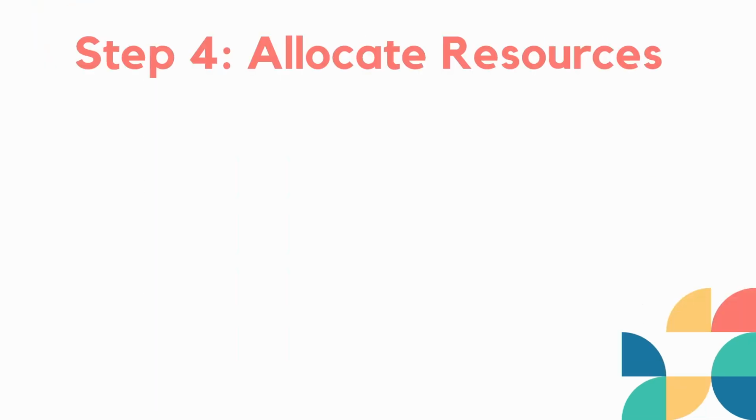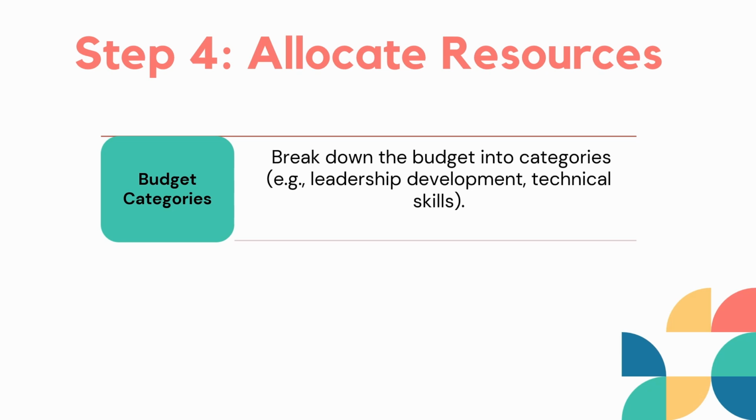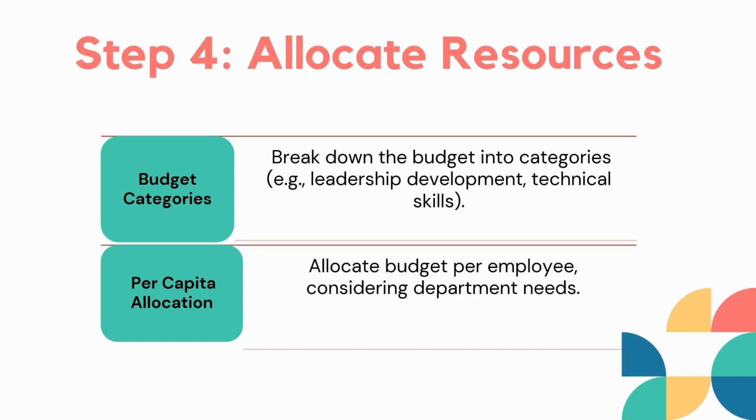After estimating your costs, the next step is to allocate resources effectively. Budget categories. Break down your budget into specific categories such as leadership development, technical skills, and compliance training. Per capita allocation. Allocate a portion of the budget per employee, considering the varying needs of different departments. This ensures that each department receives the training it needs while staying within the overall budget. Resource allocation is a critical step in managing your budget effectively.